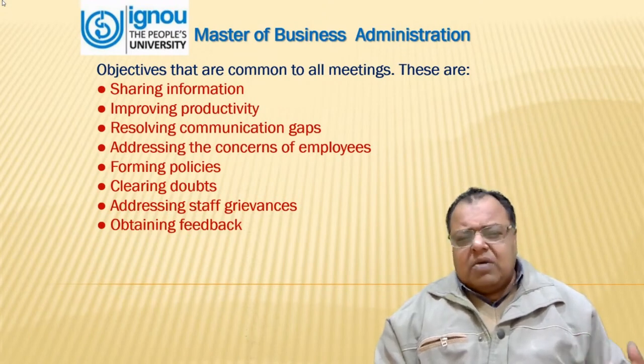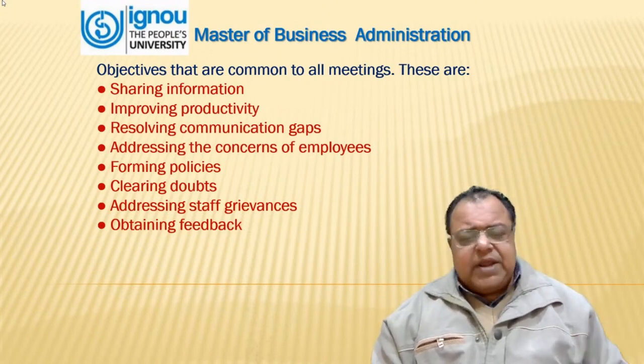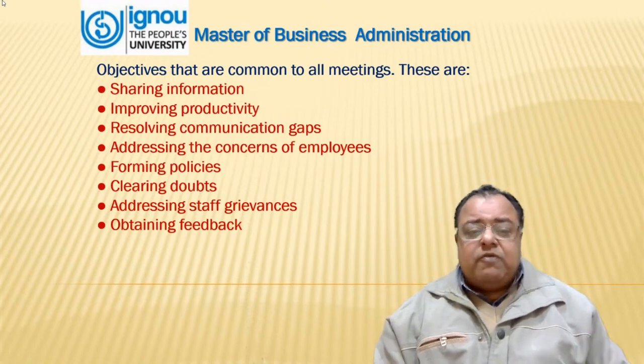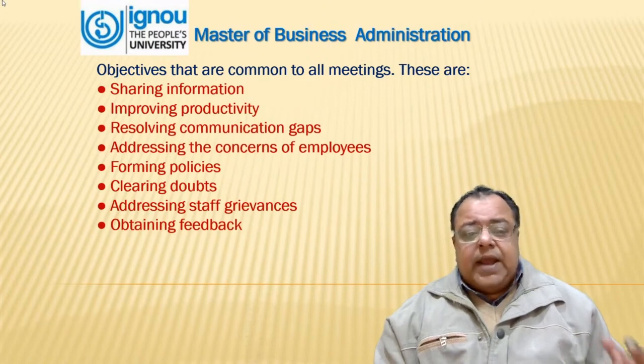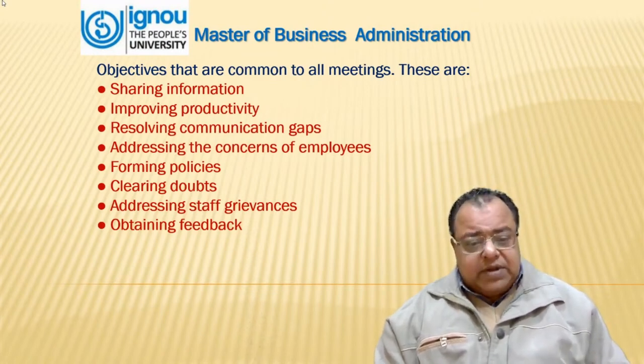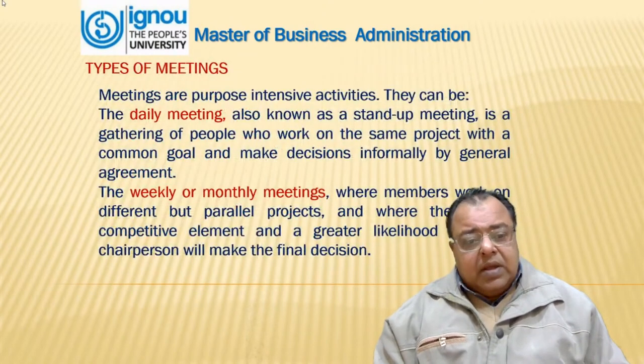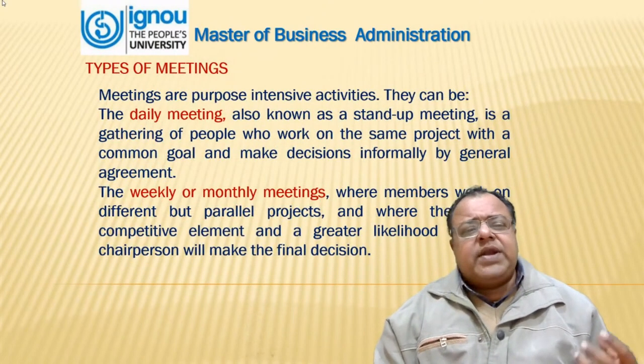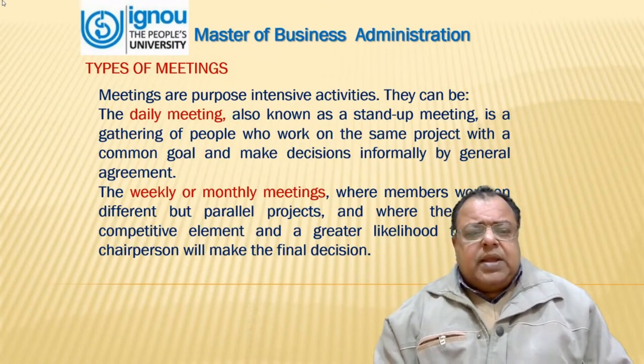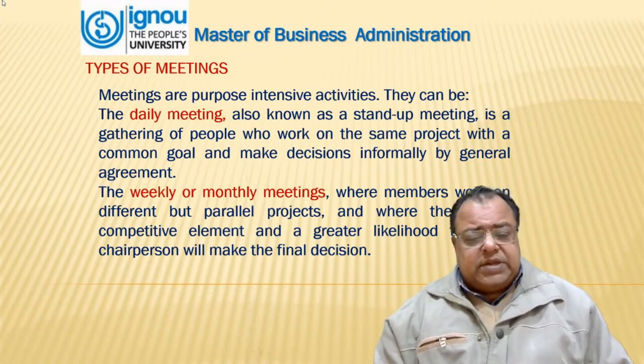What are the objectives of meetings that are common? That is sharing information, improving productivity, resolving communication gaps, addressing the concerns of employees, forming policies, clearing doubts, addressing staff grievances, obtaining feedback. Now we will see what are the different types of meetings. Meetings are purpose intensive activities.